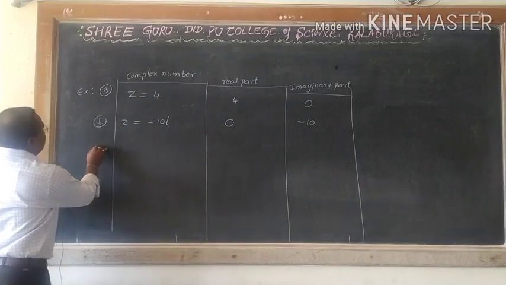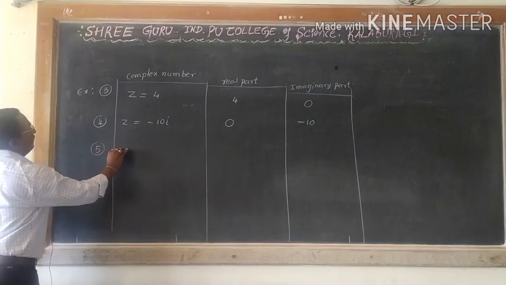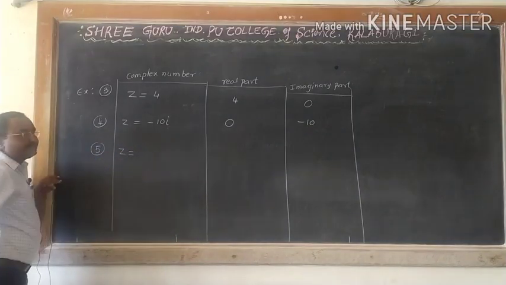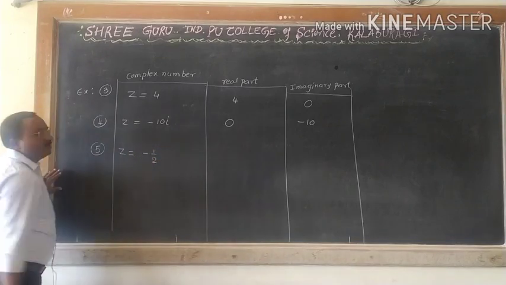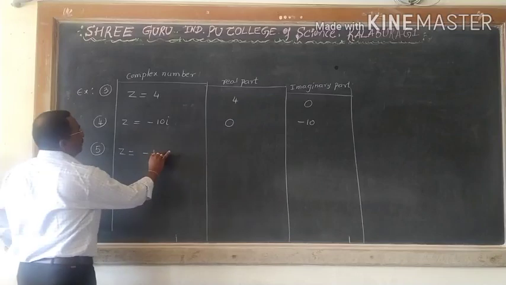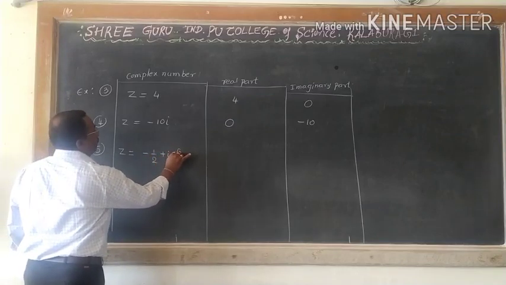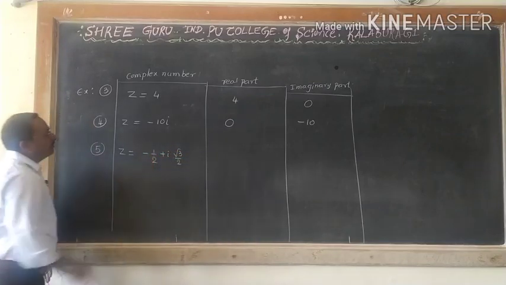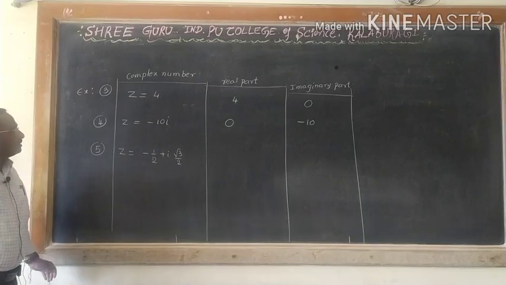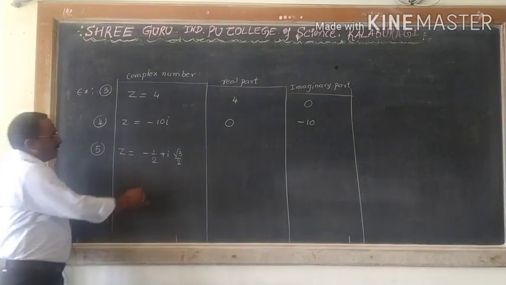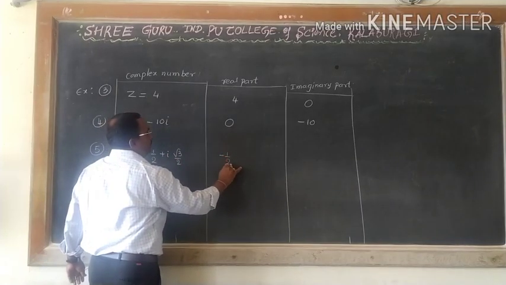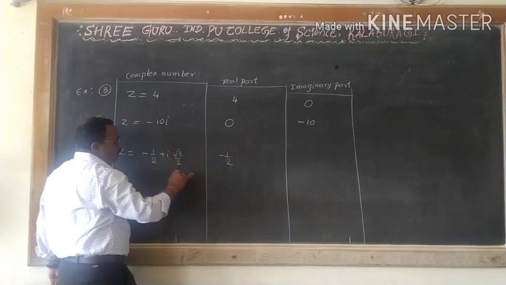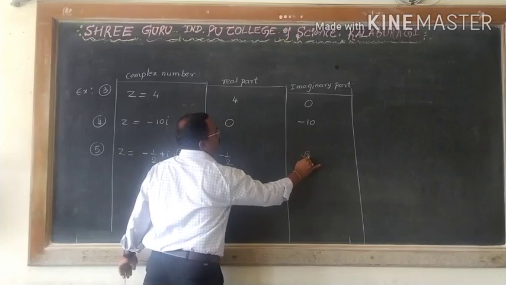Here next example number 5. Z is equal to minus 1 by 2 plus I times root 3 by 2. Here real part is what? Yes, minus 1 by 2. Here imaginary part is what? Root 3 by 2.